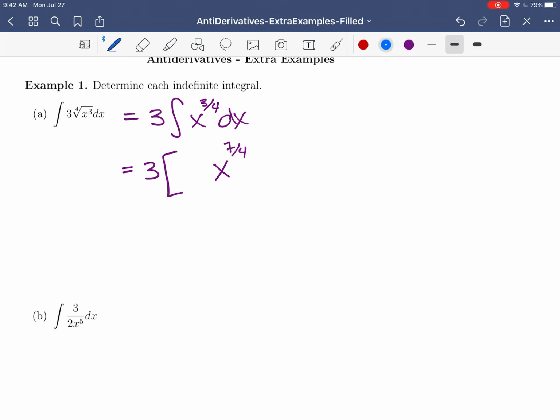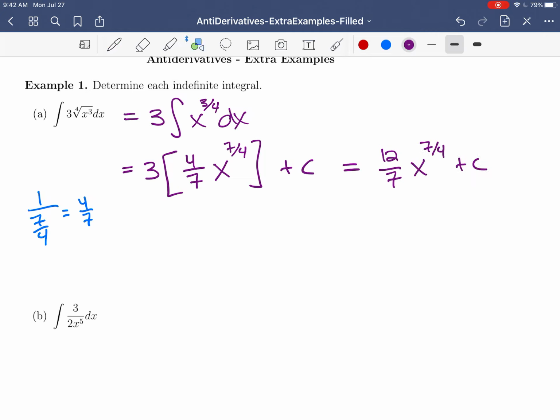And then maybe I'll just do this over here. If I do 1 over that number, this is actually 1 times the flip of that number, so it's 4/7. Whenever you're doing this with a fraction in your exponent, the constant out front is always the flip of your fraction. And then I have my plus c. If I simplify this, it's going to be 12/7 x to the 7/4 plus c.